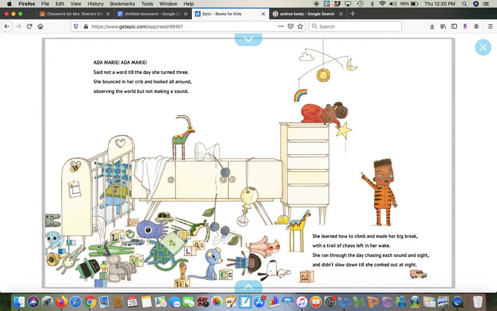So that kind of means like she has a big mess over here. She made it very chaotic. There's things everywhere. She ran through the day chasing each sound and sight and didn't slow down until she conked out at night. So she was always on the move.